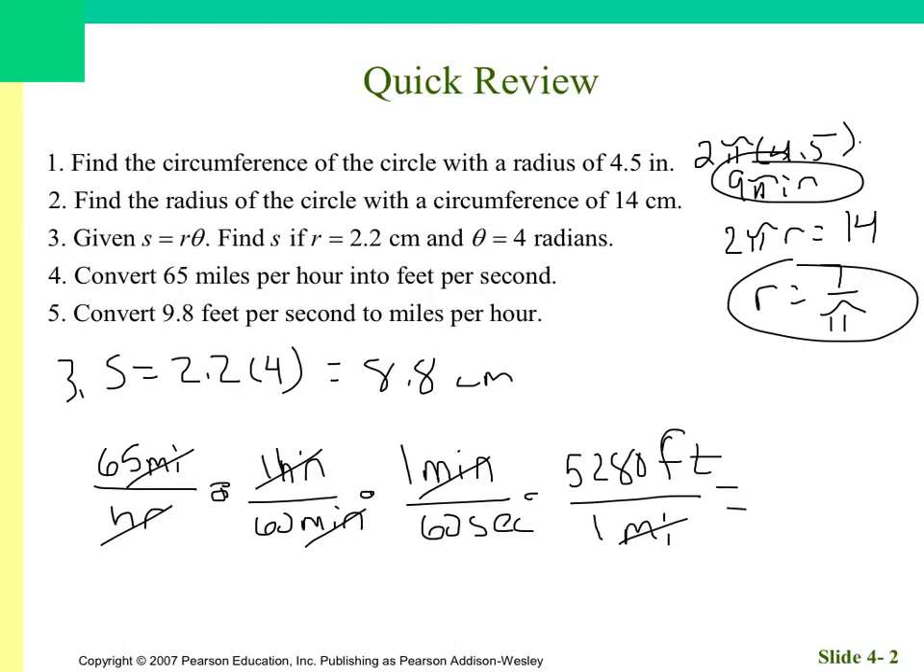Let's see, 65 times 5,280 divided by 60 times 60. You get 95.33 feet per second. Okay.